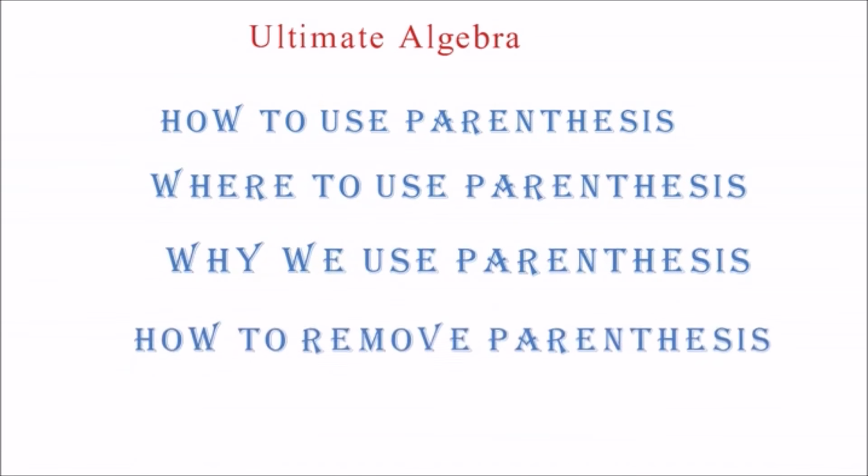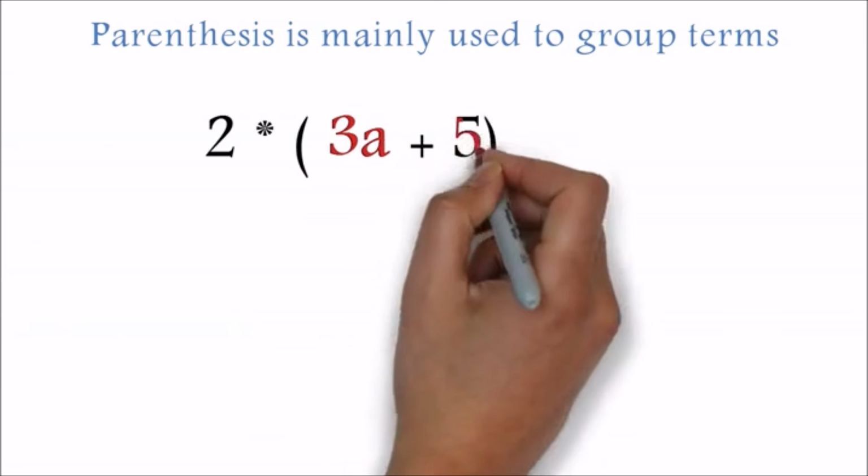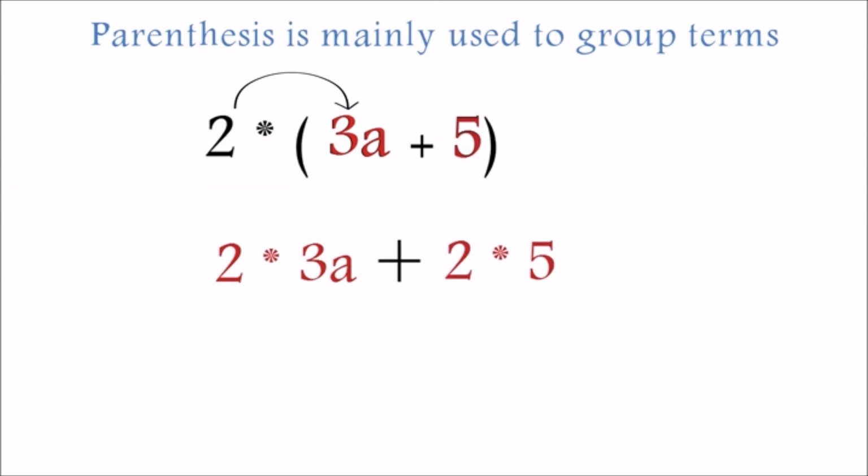In this lesson, we will learn how to use parentheses, where to use parentheses, why we use parentheses, and how to remove parentheses. Now, parentheses is mainly used to group terms, such that any operation affects every term in the parentheses. Example, 2 times, in parentheses, 3a plus 5. The 2 affects both the 3a and the 5, so we can expand it into 2 times 3a plus 2 times 5. Notice that the 2 is multiplying both the 3a and the 5.